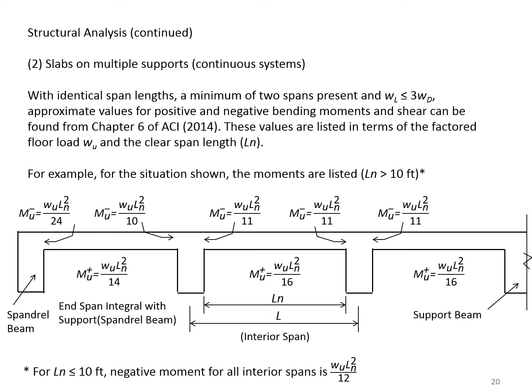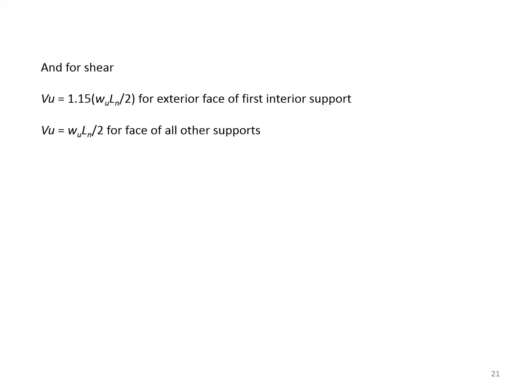For Ln smaller than 10 feet, the negative moment for all interior spans is Wu Ln squared over 12 instead of the values that you see listed up there. And for shear, Vu is 1.15 Wu Ln over 2 for the exterior face of the first interior support, and it is equal to Wu Ln over 2 for the face of all other supports.